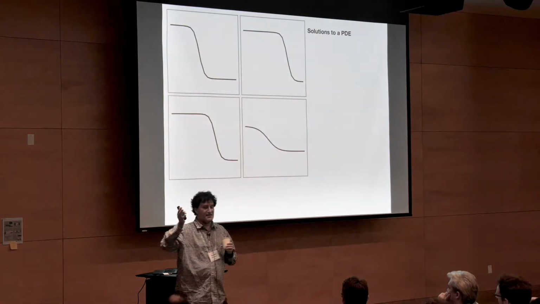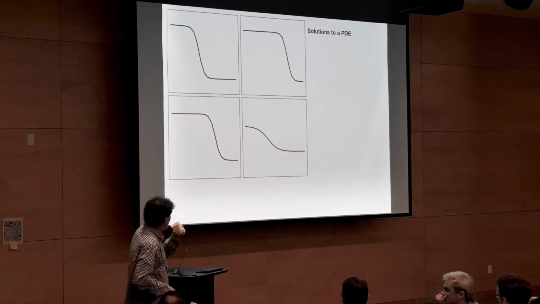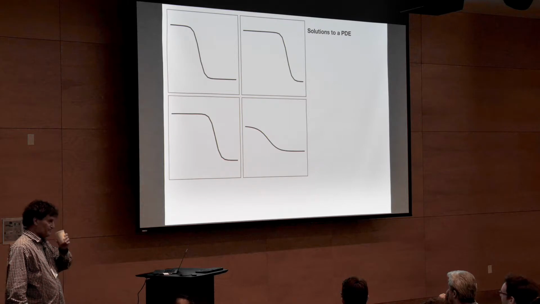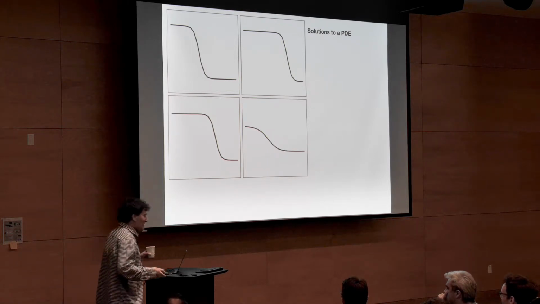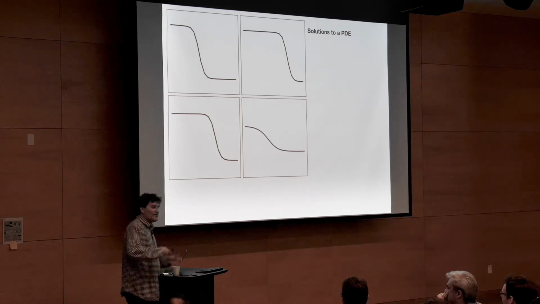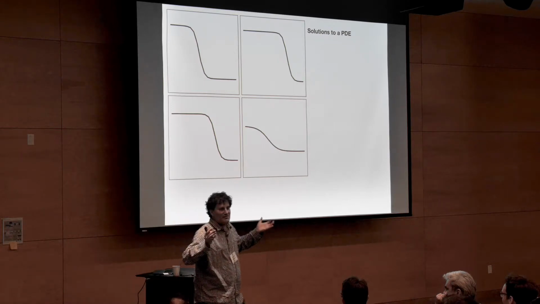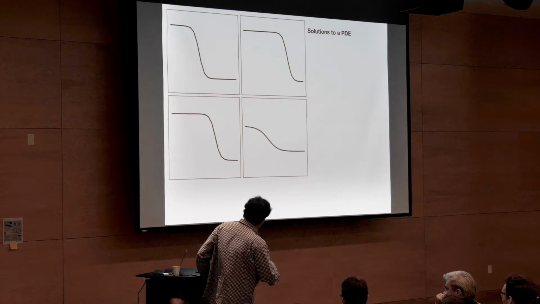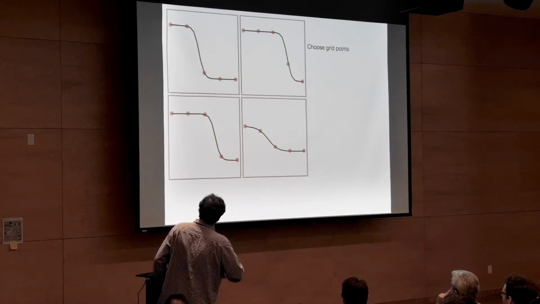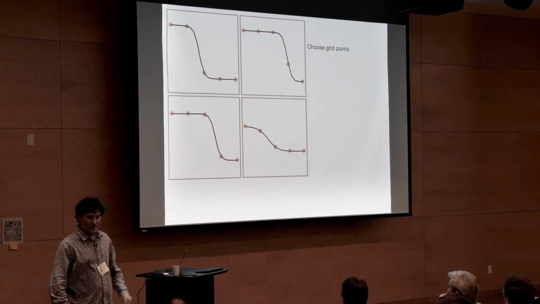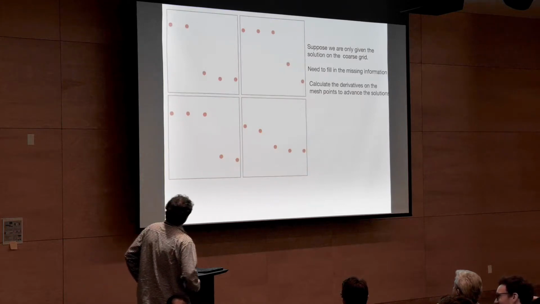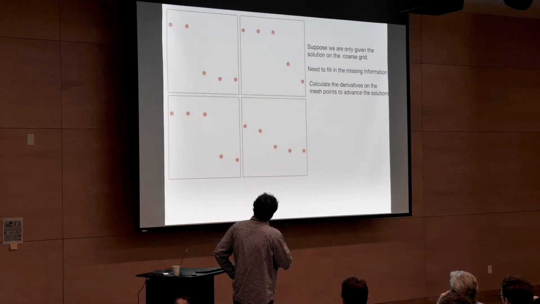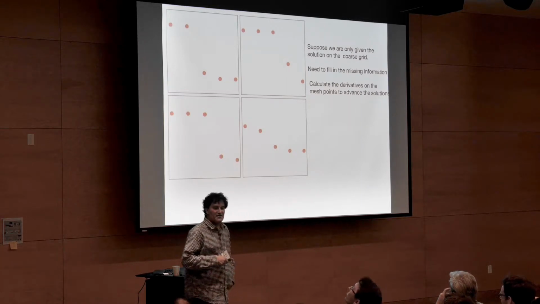So let me just give you an example. Imagine I give you a bunch of solutions to a PDE, and I'm not going to tell you which PDE it is. In fact, I could ask you to guess, but you couldn't, because there's an infinite number of PDEs that give you solutions. So let's remember how we do this. We choose grid points. Then suppose we're only given the solutions on the coarse grid, and we would like to evolve this in time.